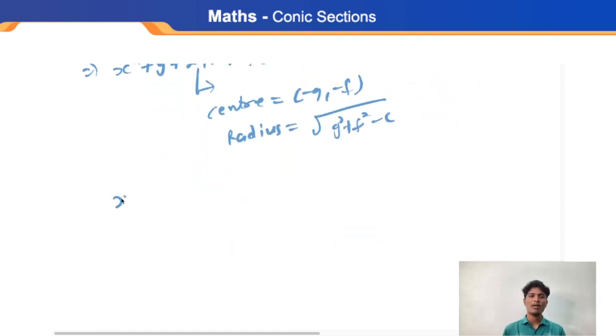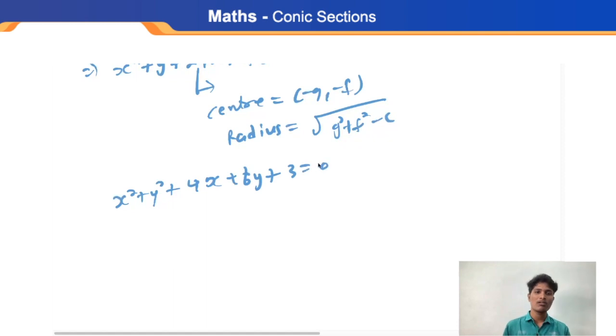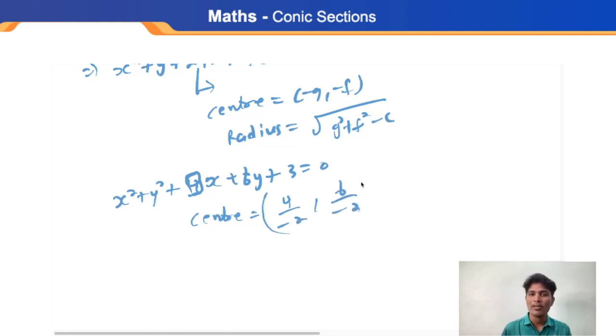Suppose I take the example x square plus y square plus 4x plus 6y plus 3 is equal to 0. Suppose this is a circle equation, and you have to find the center. How can you find the center? Simply divide the given value of the x coefficient by minus 2. That is 4 by minus 2, 6 by minus 2. This is a shortcut. You will get minus 2 comma minus 3.